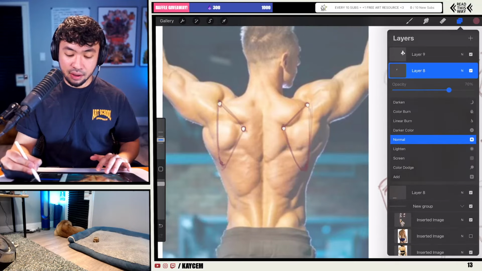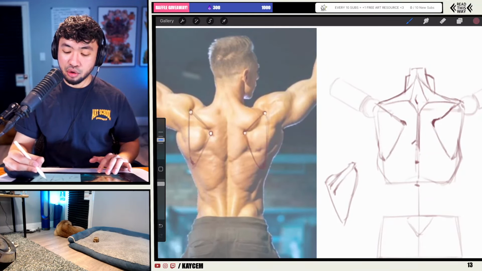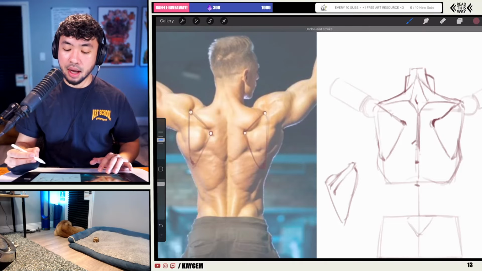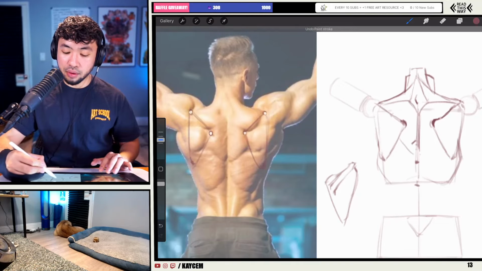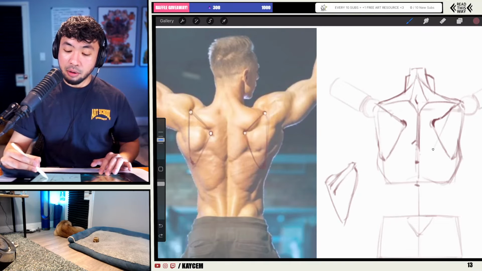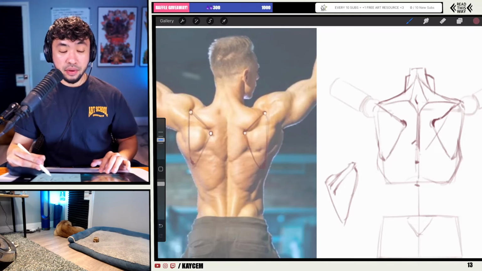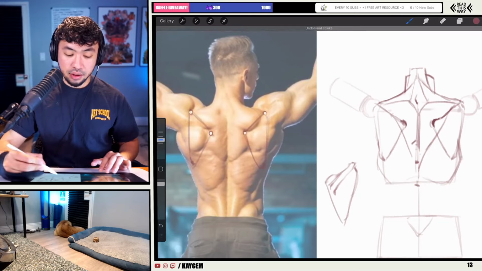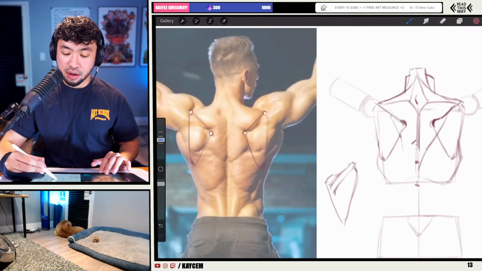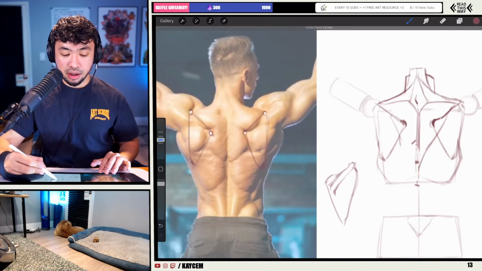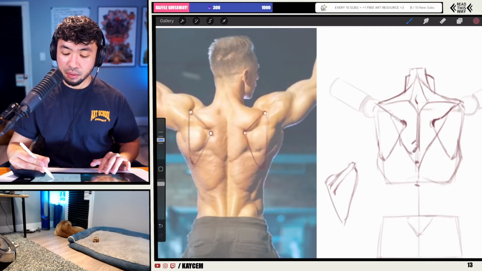Let me lower the opacity here. It's going to create this dimple shape right here, and that's because this portion is where the trap muscles are connecting the tendon there to the scapula bone. But what's interesting also is there's a lower portion of the trap muscle as well that also connects to the scapula. But because it's so much thinner than the other portions, what you're mostly going to be seeing, especially with this guy right here, is this volume that's happening right here.